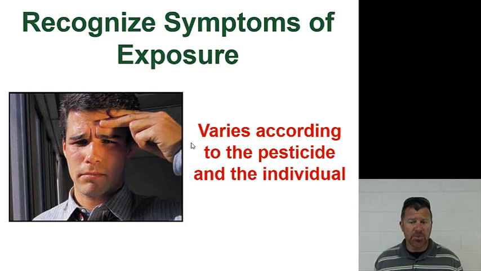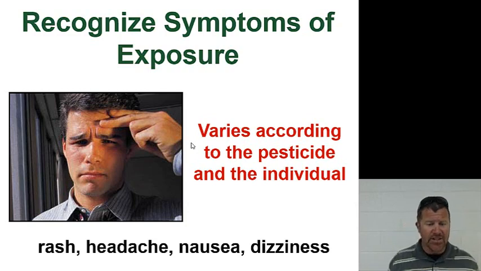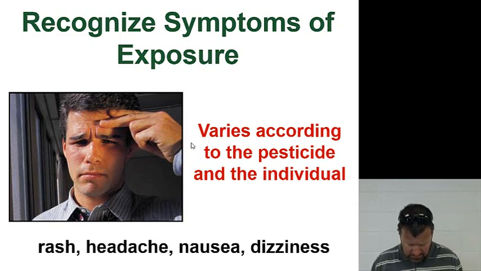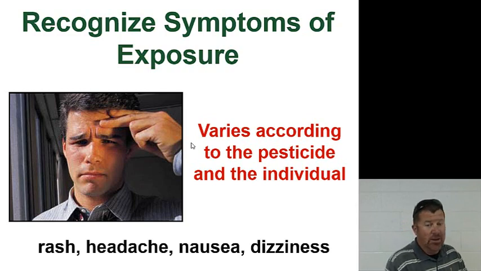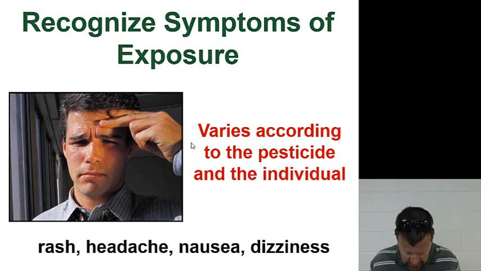Recognizing symptoms of exposure, it varies by the pesticide and even the individual. We can see a rash, headache, nausea, dizziness. We need to become familiar with the exposure symptoms of each type of pesticide. Roundup might be different than an insecticide or a fungicide. In fact, they are. So we need to become more familiar with it.